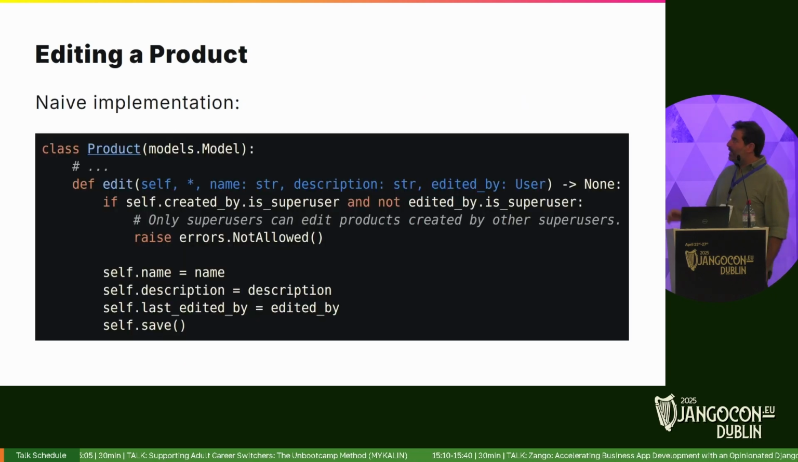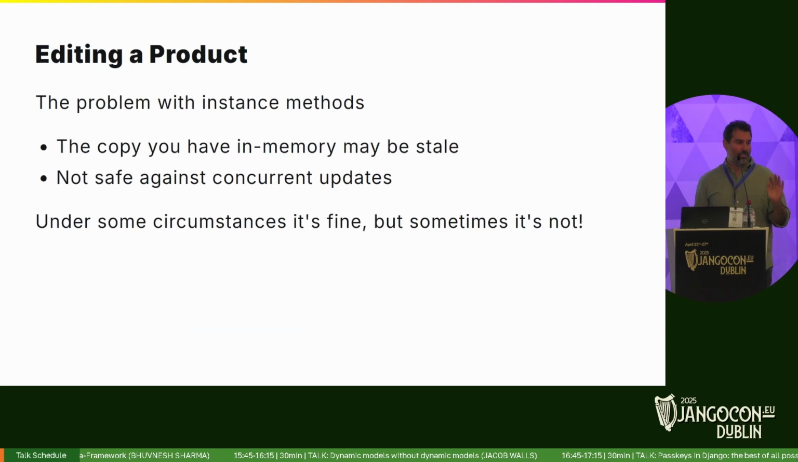So the naive implementation would be a simple method, an instance method that operates on a product. You provide the name, the description, the user, you do the check, right? For the created by, you set the values, you save, right? So this is a naive implementation. Now the problem with instance methods, okay, and now you're going to have to work your imagination a bit, is that it's not safe when it's executed by many concurrent transactions at the same time, okay?